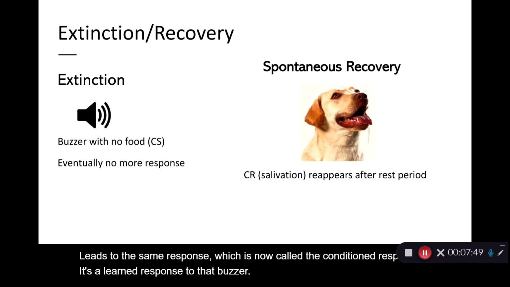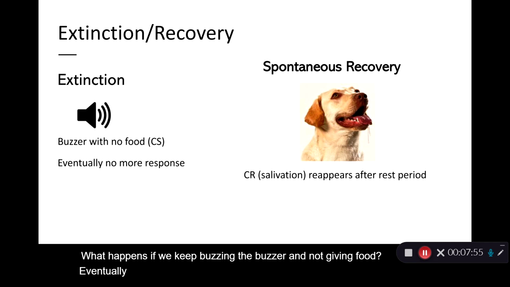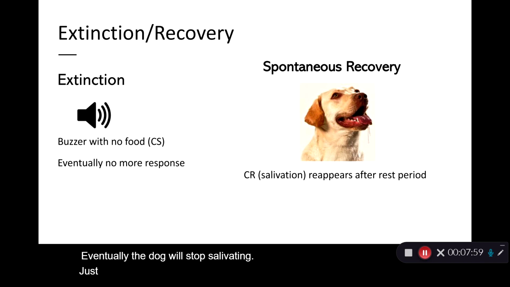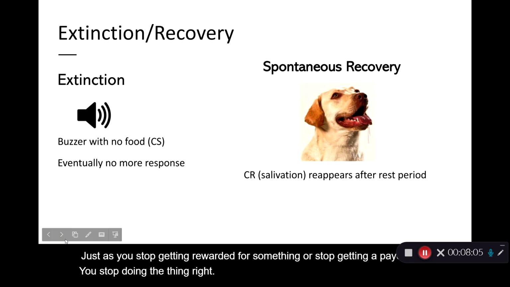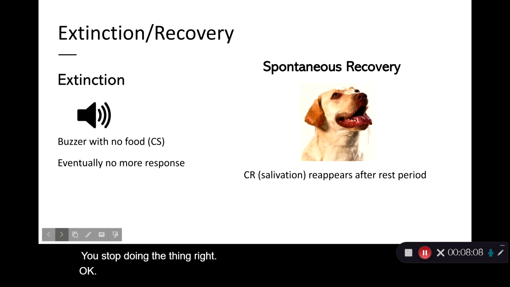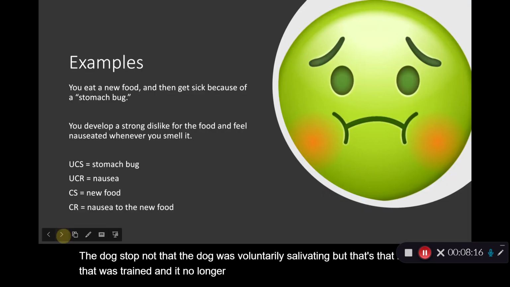So what happens if we keep buzzing the buzzer and not giving food? Eventually, the dog will stop salivating. Just as you stop getting rewarded for something or stop getting a paycheck, you stop doing the thing, right? The dog wasn't voluntarily salivating, but that instinct that was trained no longer happens, okay?